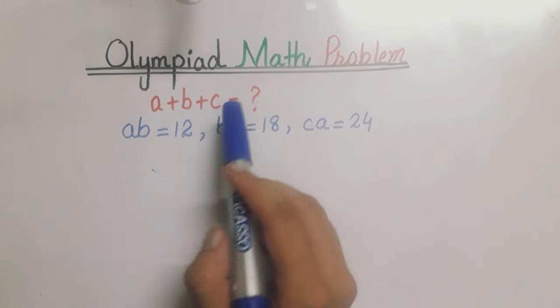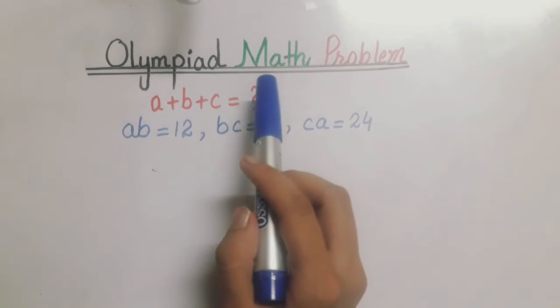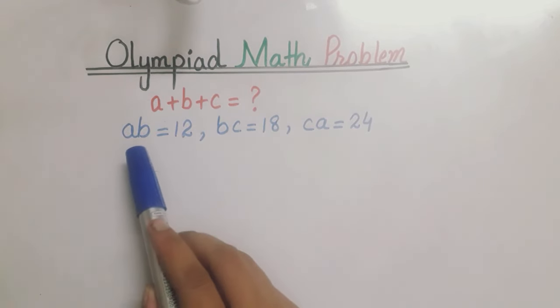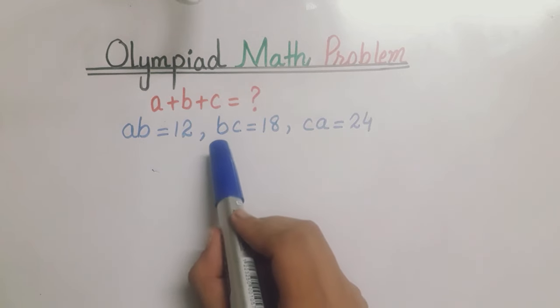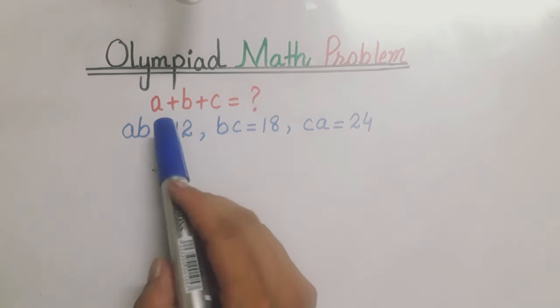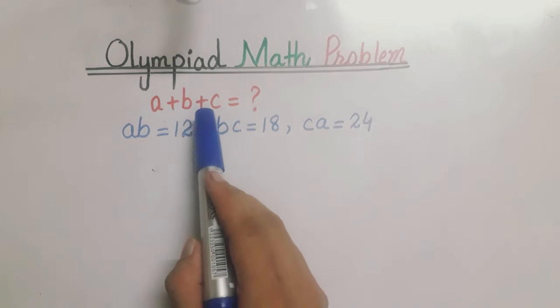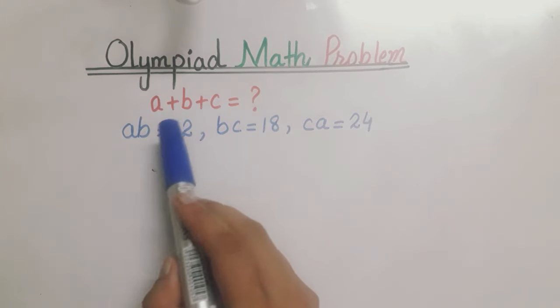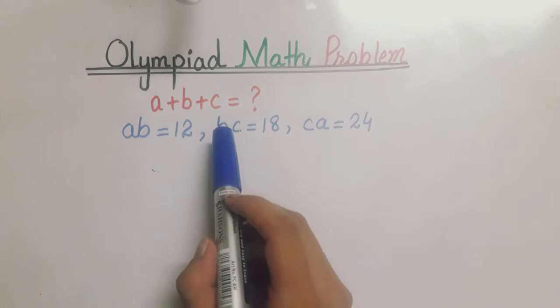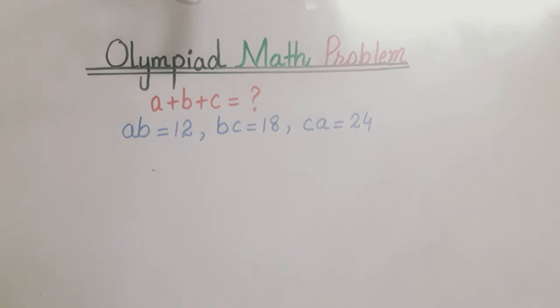Today we've got a fun Olympiad style problem. We are given the products of variables: AB equals 12, BC equals 18, and CA equals 24. We have to find the value of A plus B plus C. This sounds tricky, but don't worry, we will show you a step by step solution.